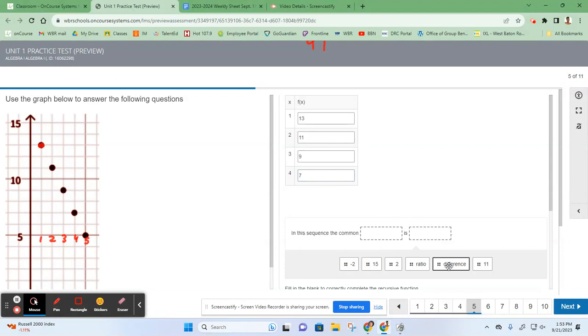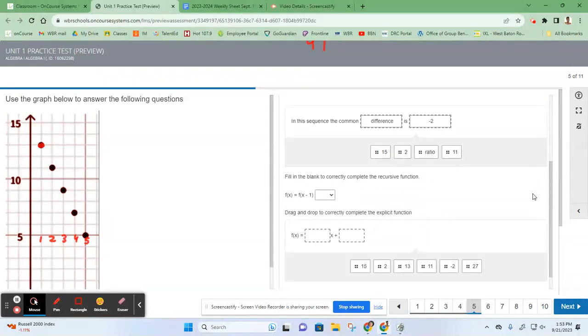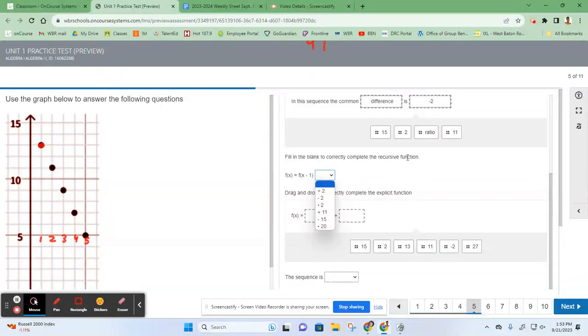What's changing each time is we're subtracting 2. But to say that, we're going to say that we're adding a negative 2. So my common difference in this sequence is negative 2. Fill in the blank with the complete recursive. It's f of x minus 1 minus 2. Now my equation, your slope is always that thing that's changing, negative 2, that common difference, times x, plus I want my zero term. My zero term would have been up here, right? So that would be 15. And this sequence is arithmetic.